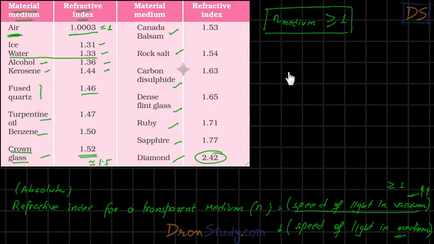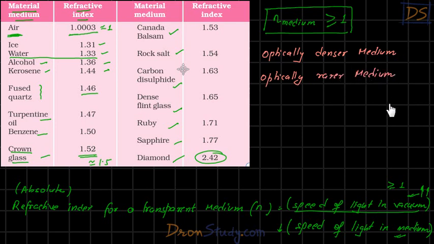Then students, we can also see one important term here, that is called optically denser medium, and optically rarer medium. Now you will very often find these terms in this chapter. What is the meaning of this? Suppose, students, we take any two substances, say alcohol and kerosene.